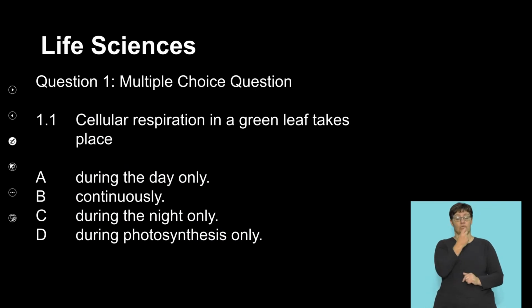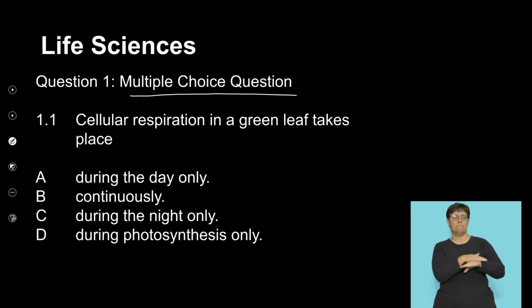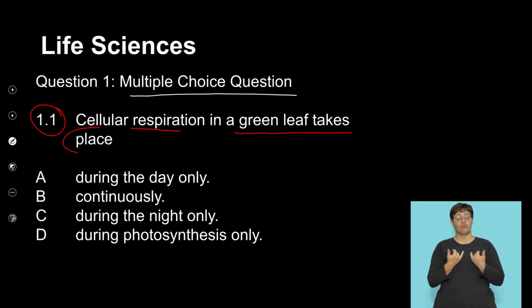Question 1. As I always do, start off with some multiple choice questions. In this segment, it's important that we try and understand some basic concepts as we unpack them using cellular respiration. So the first question, cellular respiration in a green leaf takes place A, during the day only, B, continuously, C, during the night only, and D, during photosynthesis only.